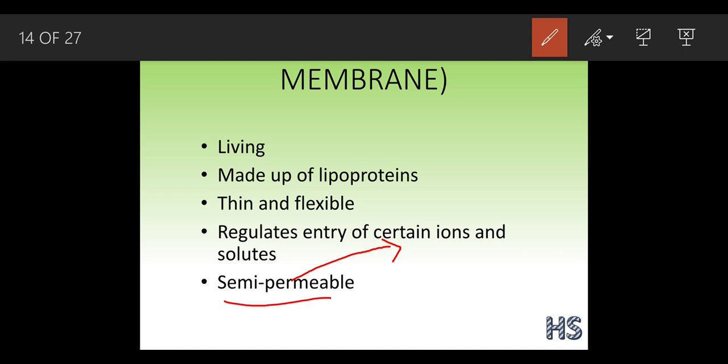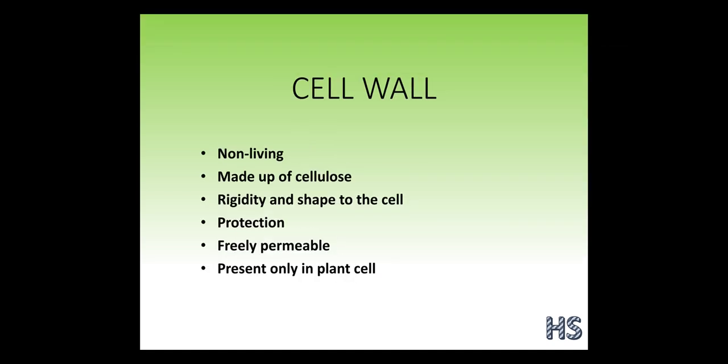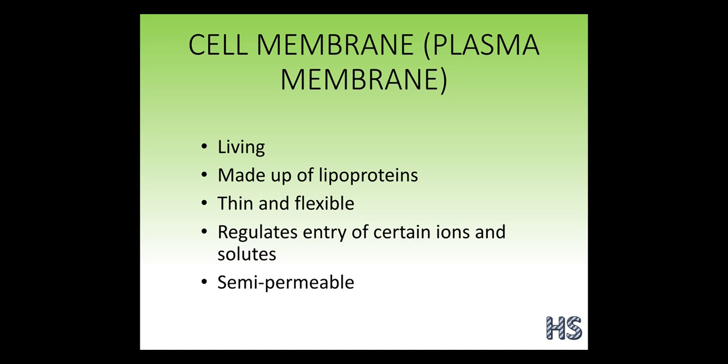But the function of the cell wall was freely permeable, which means it is going to allow the bacteria also, it is going to allow the oxygen, carbon dioxide, everything. But this membrane, the cell membrane or the plasma membrane, is going to allow certain useful substances to come in. Not all of the substances are going to come in.